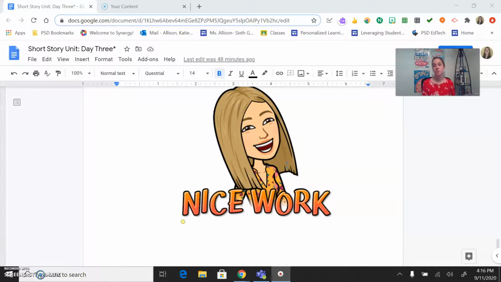Here's another Bitmoji that maybe looks like me. I don't know. What do you guys think? Is that me? I tried. We'll see.